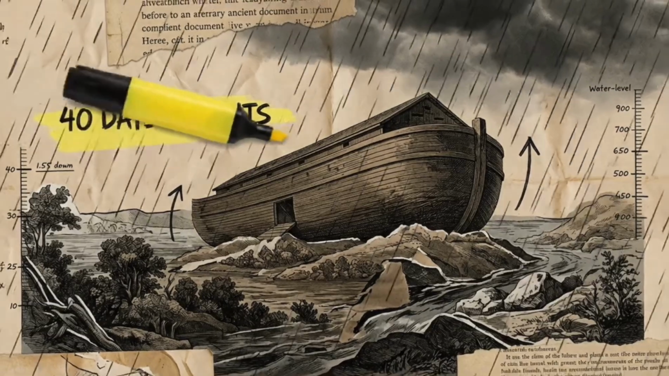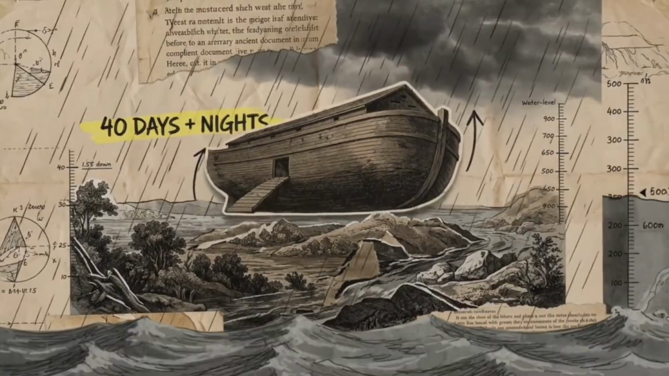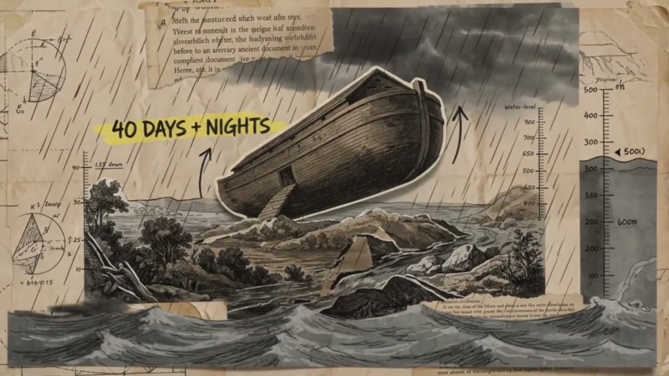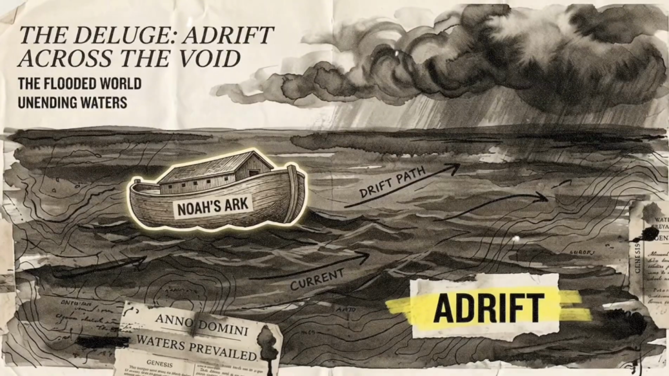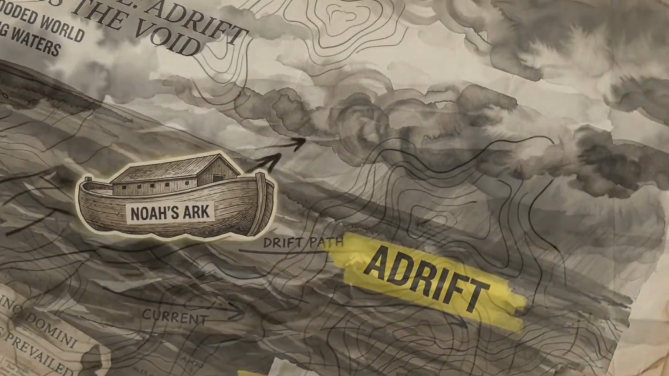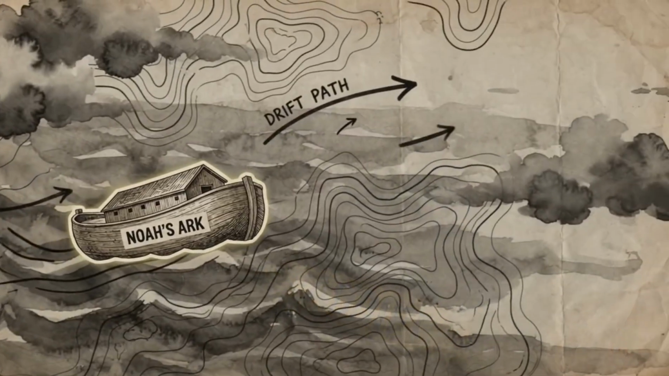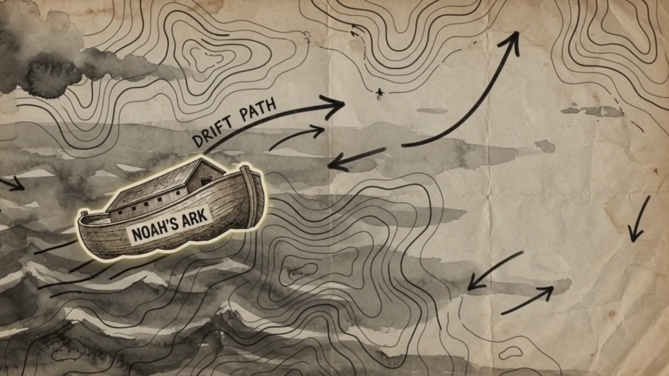Then the sky broke open. Rain fell for 40 days and 40 nights, while rising waters swallowed the land and lifted the ark from the ground. Soon, water stretched in every direction. The ark drifted above the flooded world, carrying Noah, his family, and the animals safely through the storm.